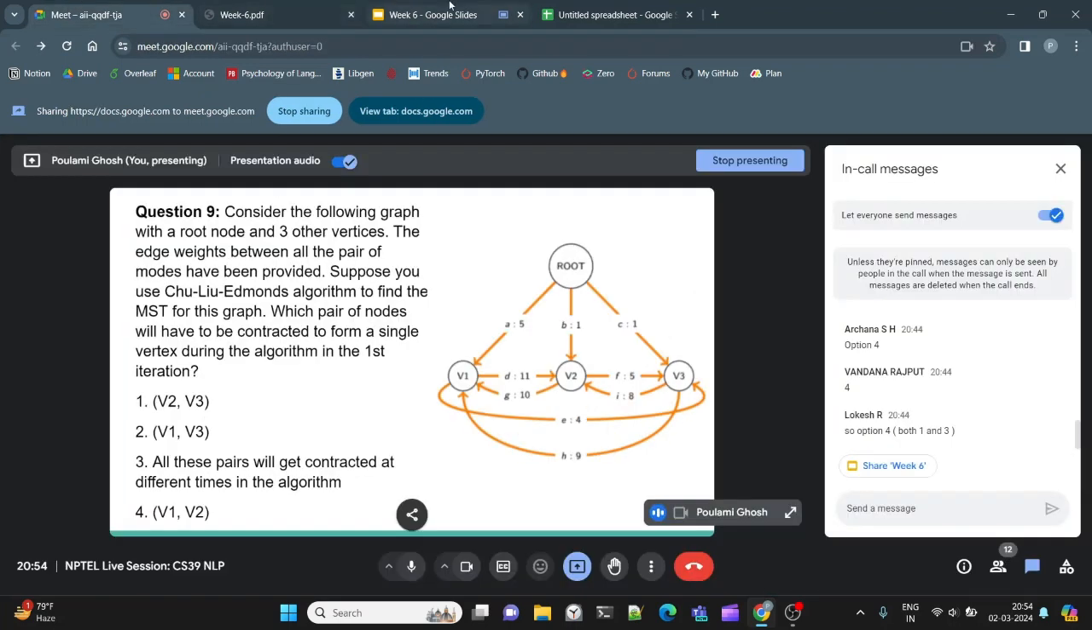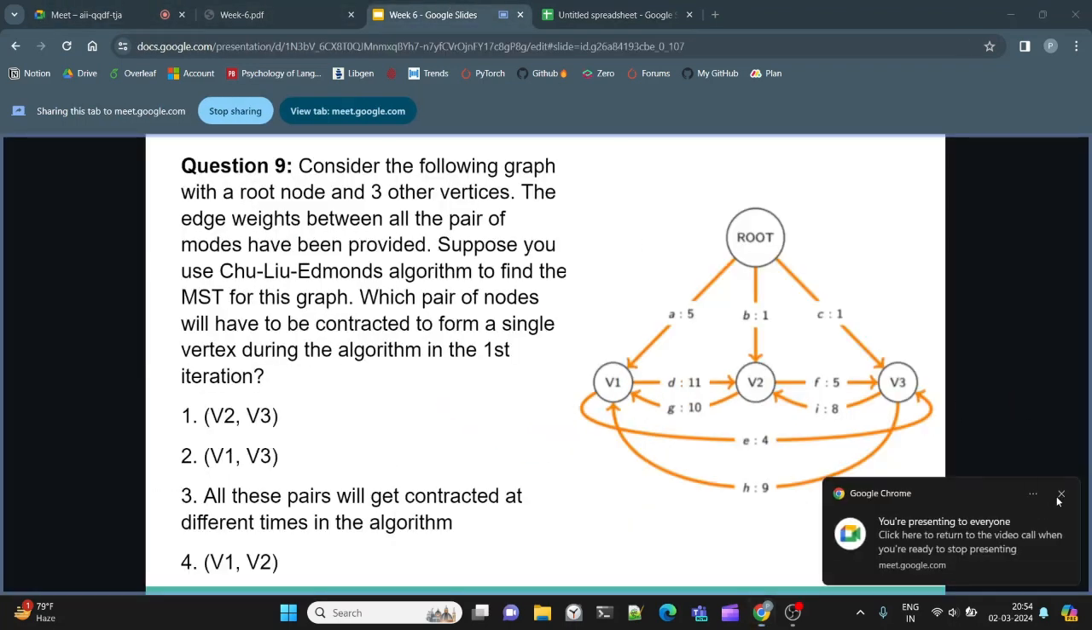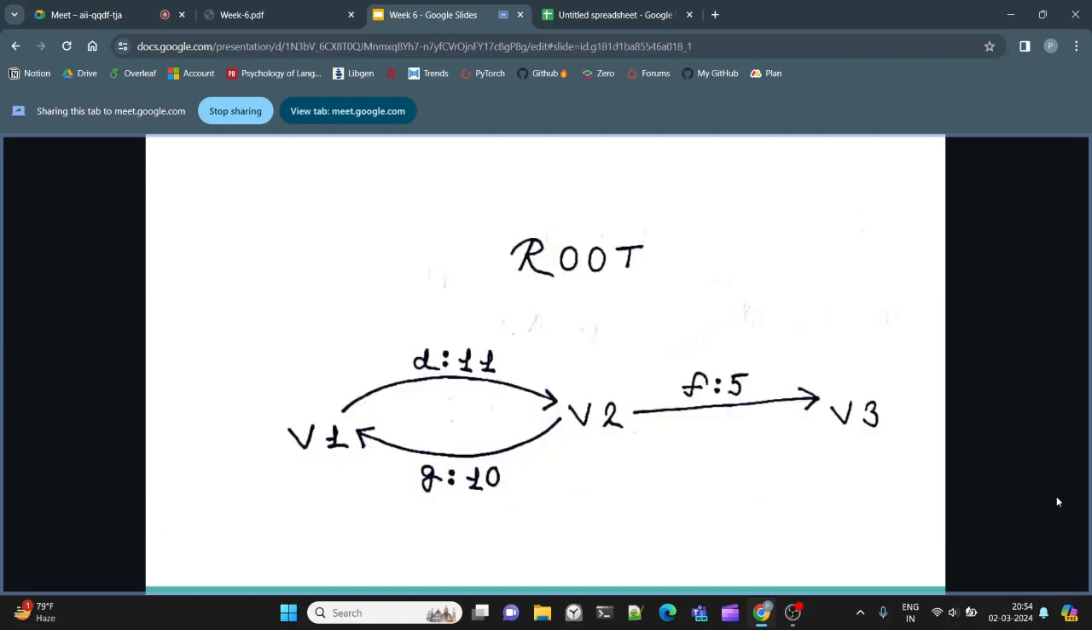So is it clear? Yes. Okay. So this was the last problem for today.